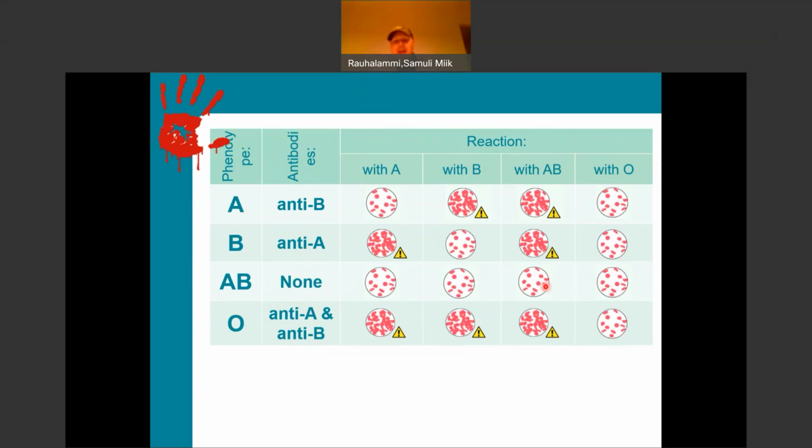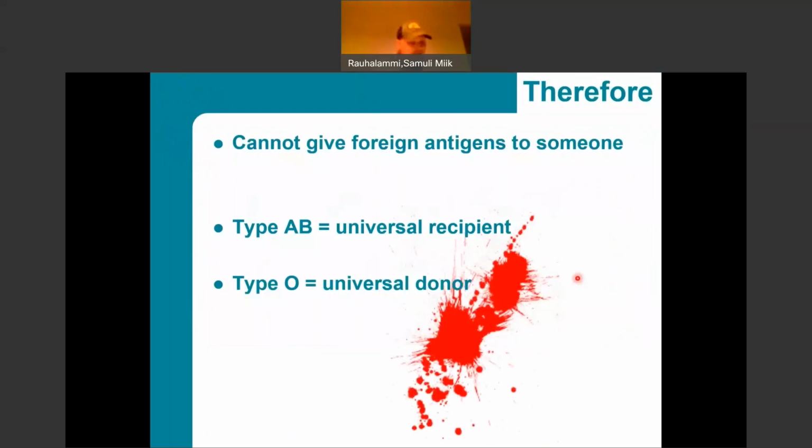This table actually is rather convenient. It tells us something else that's going to be rather interesting. It shows us that anyone who's blood type O can donate blood to anyone, and anyone whose blood type is AB can receive blood from anyone. Therefore, we talk about individuals with blood type O as universal donors, and individuals with blood type AB as universal recipients. So the big message here was that you cannot give foreign antigens to someone. That would be a problem.